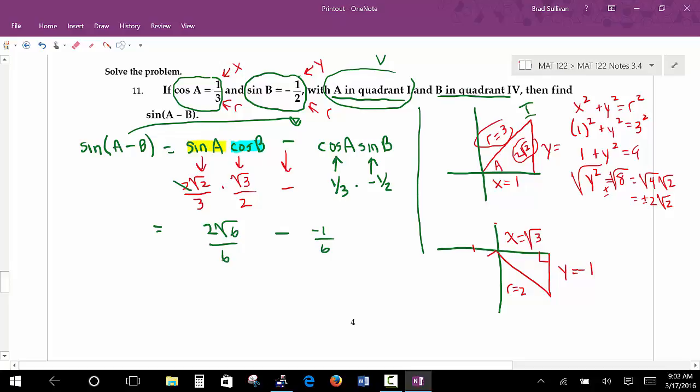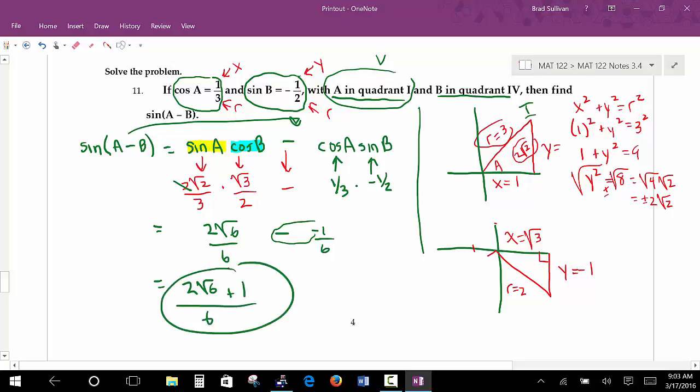Yeah. Well, if I cross the 2's out, I'd have to turn around and get a common denominator anyway, so I'm going to bypass that. So I'm going to have 2 radical 6, and then this becomes plus 1 all over 6, and that's the exact answer of the problem, like that. Okay? All right, any questions with that?